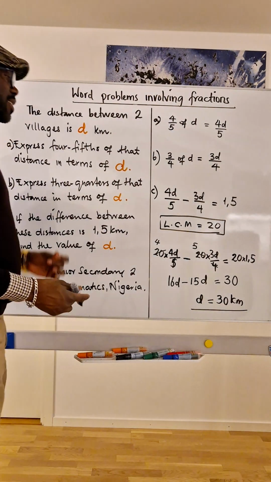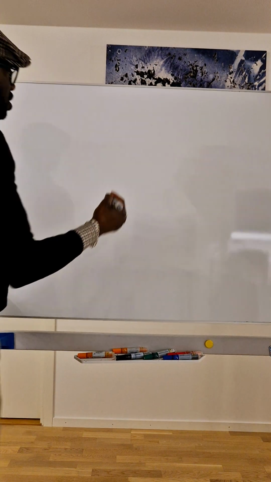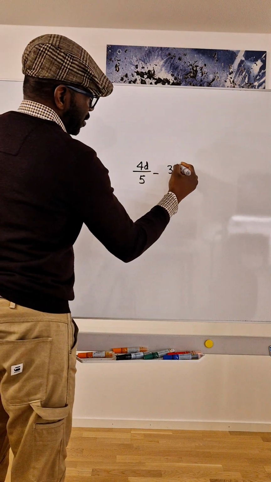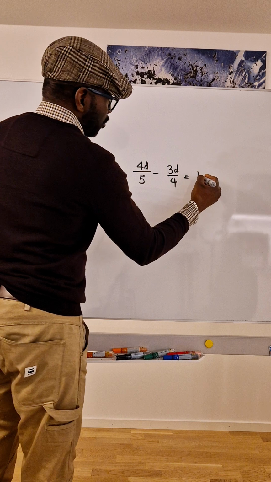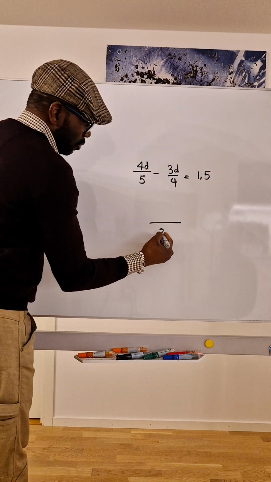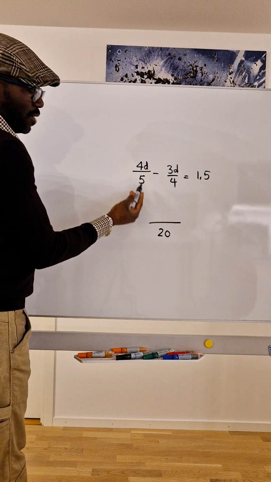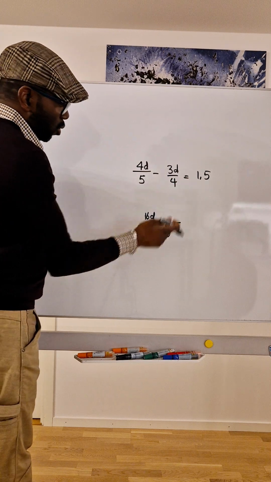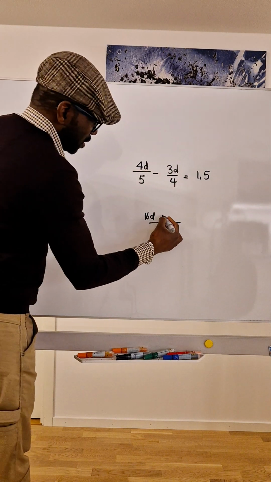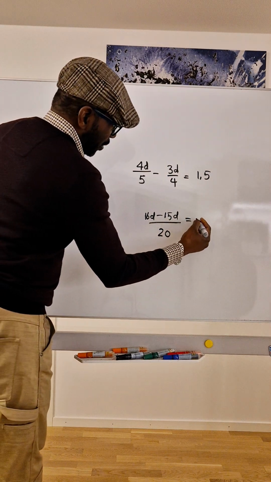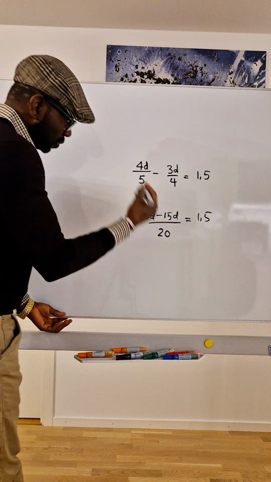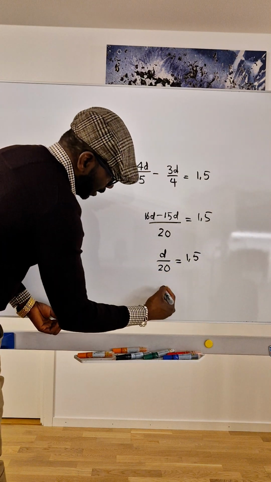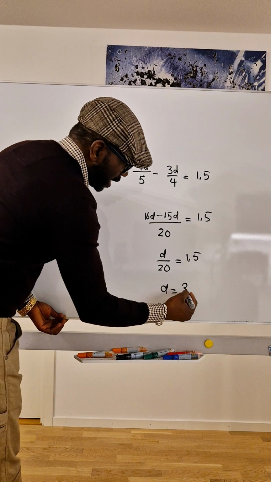All right. Like I said earlier on, I know many of you would like to see 4d over 5 minus 3d over 4 is equal to 1.5. And then you find the LCM, which is 20. So 5 going into 20 four times. 4 times 4d is 16d. 4 going into 20 five times. 5 times 3 is 15d there. And then you have 1.5. So you have d over 20 is equal to 1.5. And then d is equal to 20 times 1.5, which is 30 kilometers.